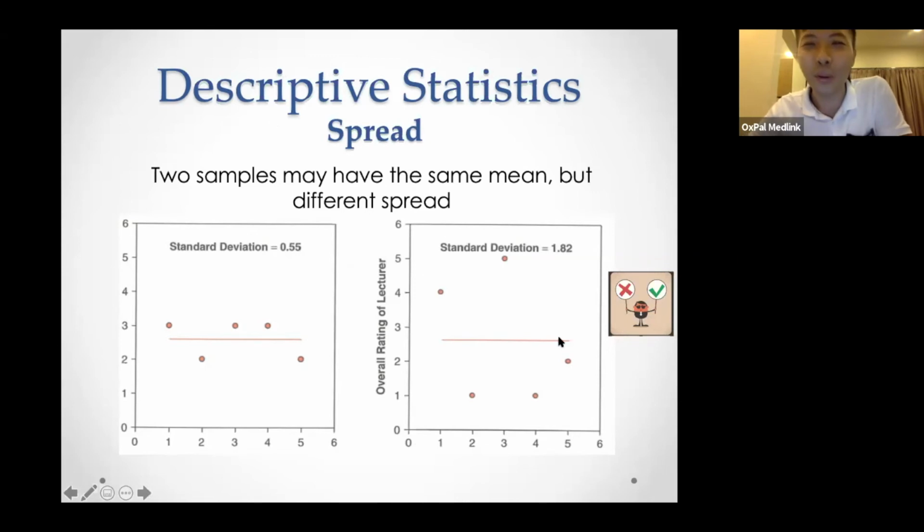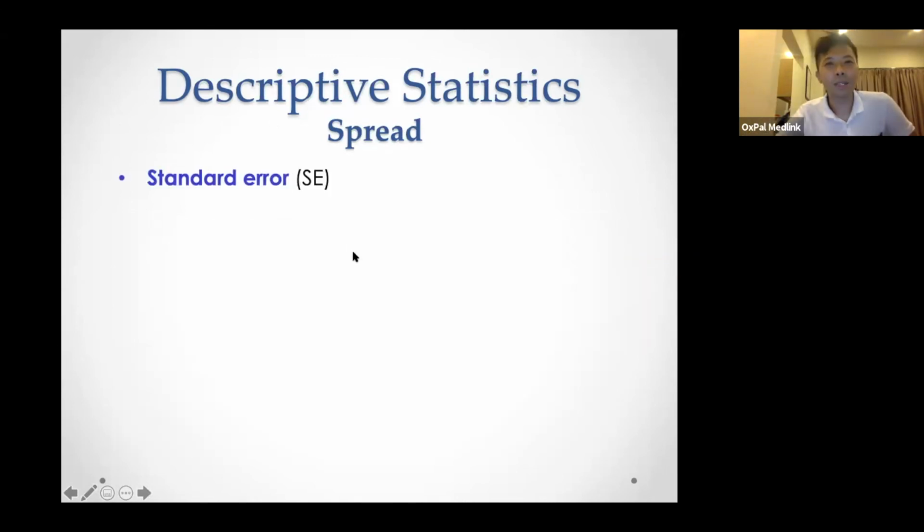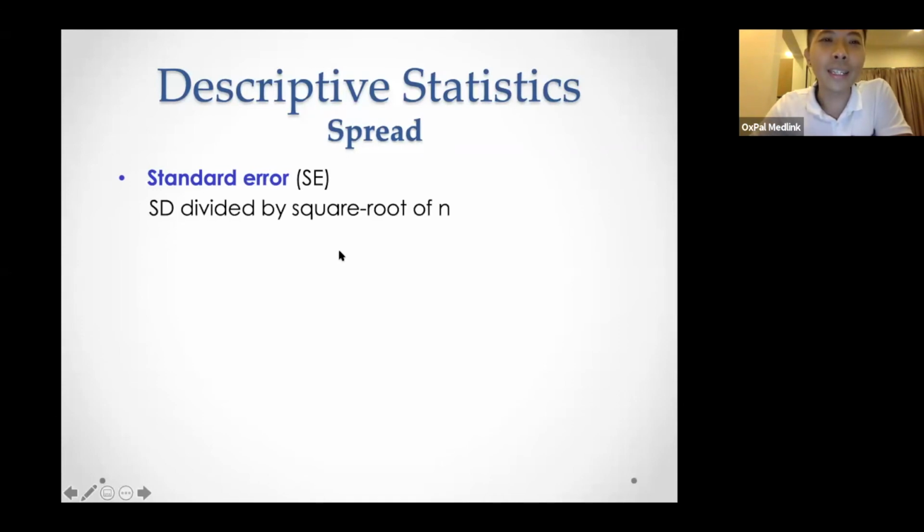The answer is false. Standard error is something that you have experienced very much in the manuscripts. It's the standard deviation divided by the square root of n. So once we get the standard deviation, we divide it by the square root of n.